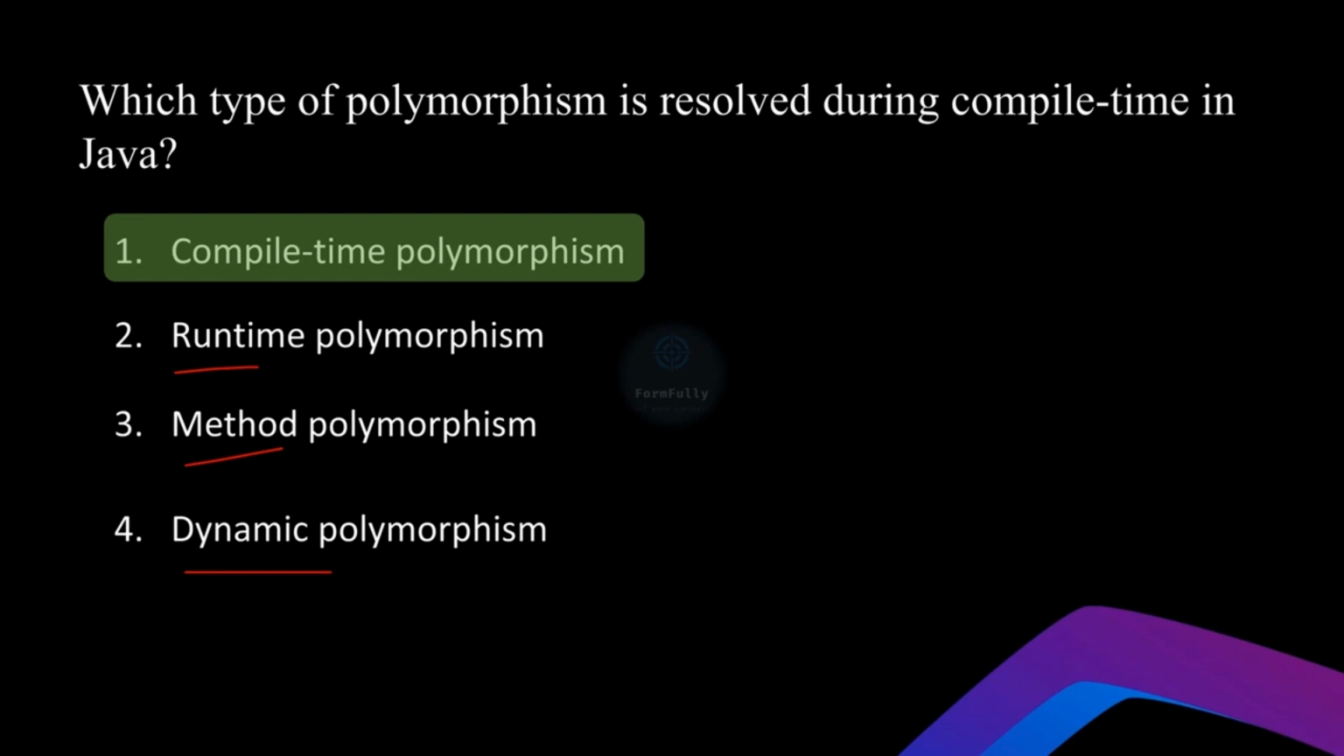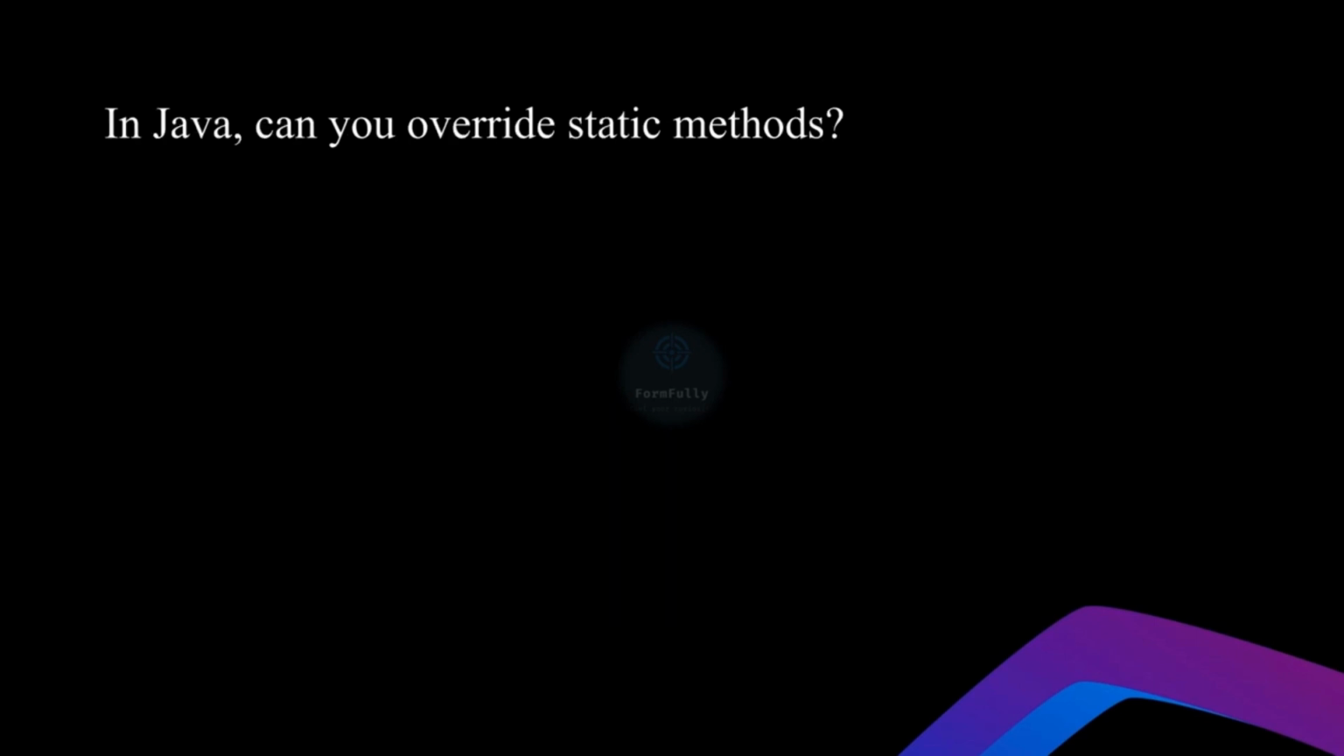Runtime polymorphism is resolved at runtime based on the actual type of the object, not at compile time based on the method signature. So the correct option is 1. Next question. In Java, can you override static methods?